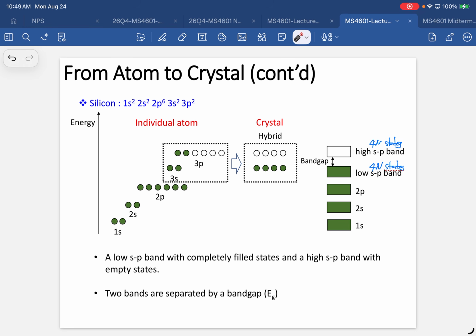So that is the concept, and this band gap is very important to determine whether the material is an insulator, conductor, or semiconductor. But that part we are going to continue to discuss tomorrow. Okay, so that's it for today.